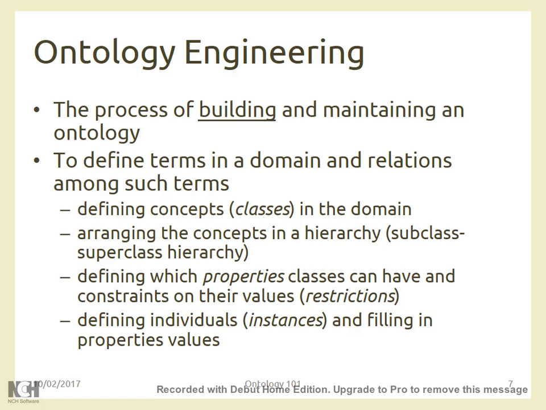So building an ontology consists of defining concepts, which in OWL2 are classes in the chosen domain, arranging the concepts in a hierarchy, subclass and superclass, defining which properties those classes can have, and eventually which constraints on their values exist, that are the restrictions, and defining individuals, that are instances, and filling in property values when they are relevant.